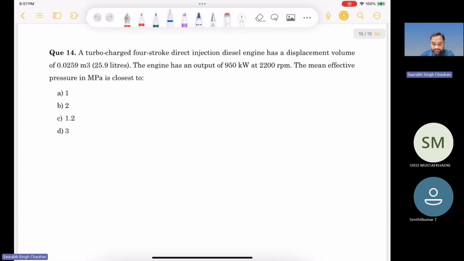Question number 14. A turbocharged four-stroke direct injection diesel engine has a displacement volume of 0.0259 meter cube or 25.9 liters. The engine has an output of 950 kilowatt at 2200 rpm. The mean effective pressure in megapascal is closest to. So these types of questions we have solved many times in previous sessions, so you can solve it easily.